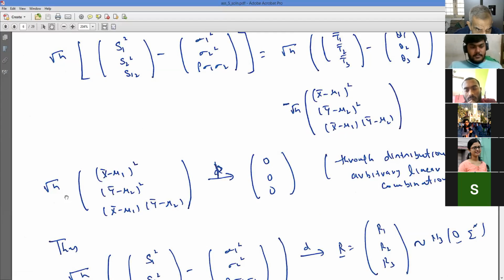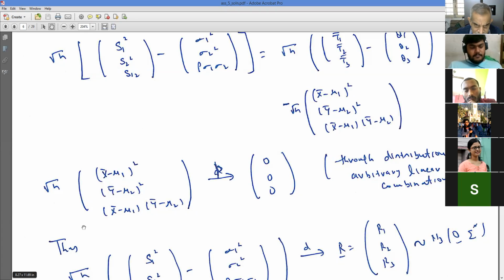When I write this as root 10 (x bar minus mu 1) times (x bar minus mu 1), root 10 (x bar minus mu 1) goes in distribution to something, and x bar minus mu 1 goes in probability to 0 by the law of large numbers. So the product will go in probability to 0. Each component wise goes in probability to 0, so jointly they go in probability to 0, right?